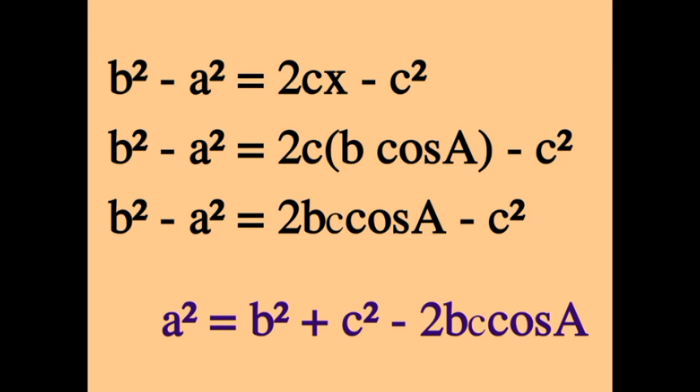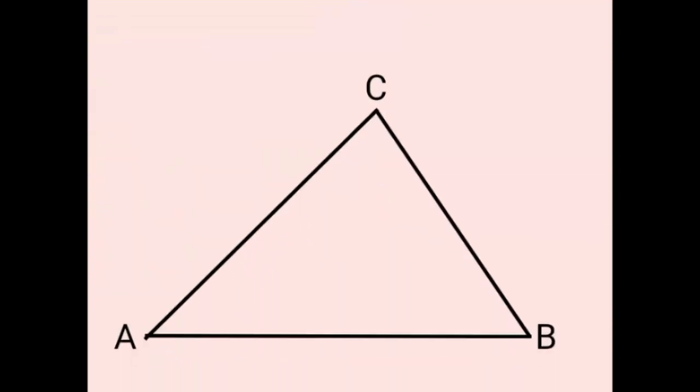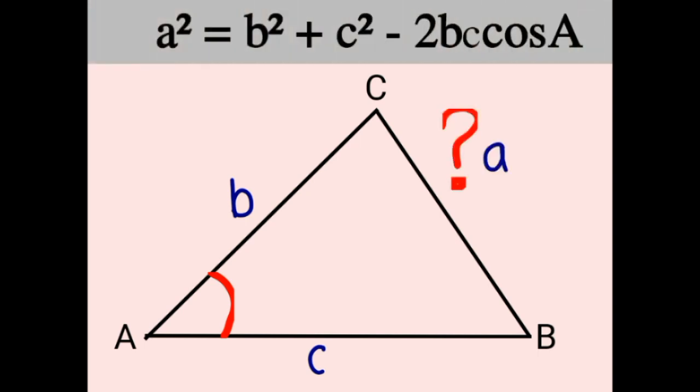Now, in a triangle, if you are given two sides and the angle between them, you can use this version of the cosine rule to find the missing side. So if we take this triangle ABC and we are given the lengths of the sides AC and AB as b and c with the angle A, and asked to find the missing side a, we can use the formula a squared equals b squared plus c squared minus 2bc cos A.